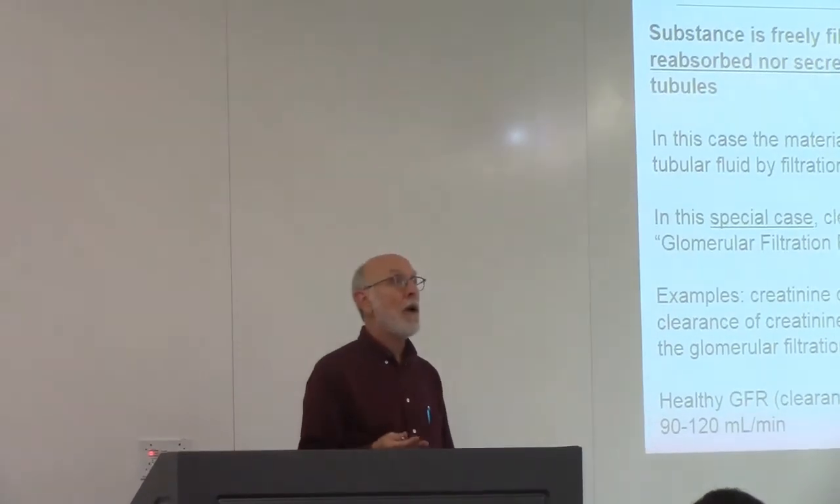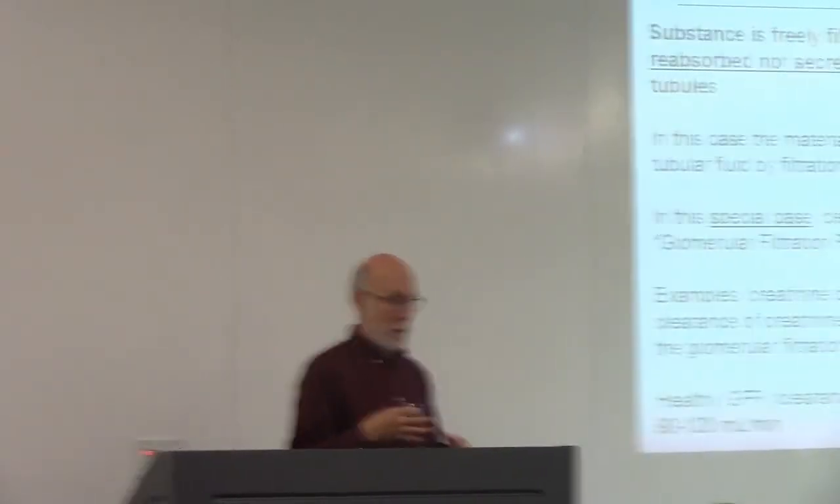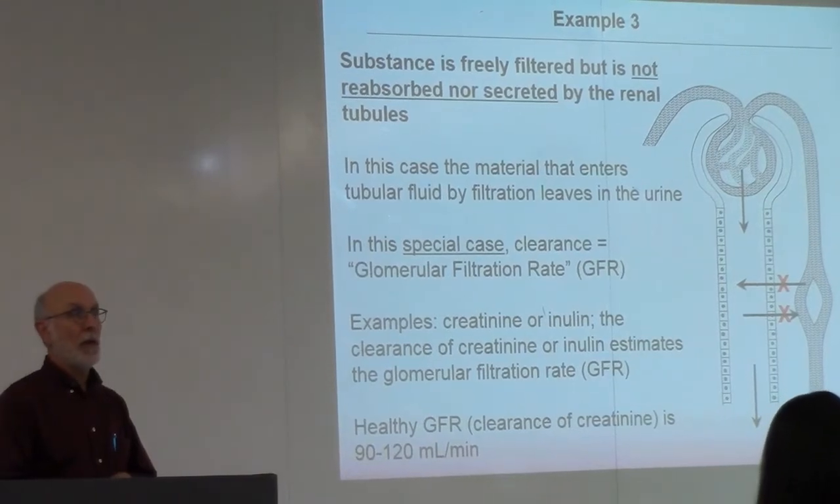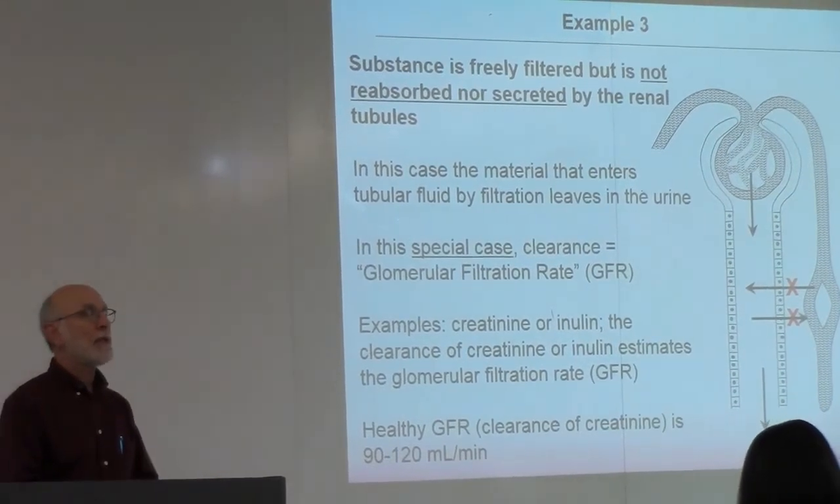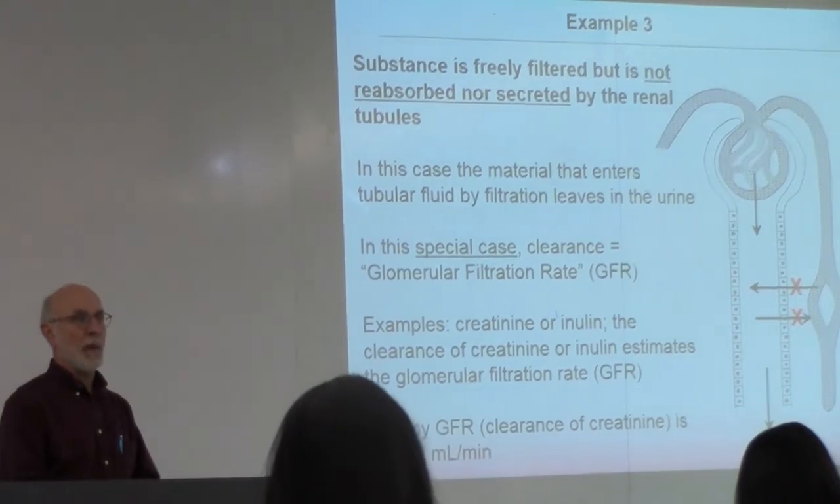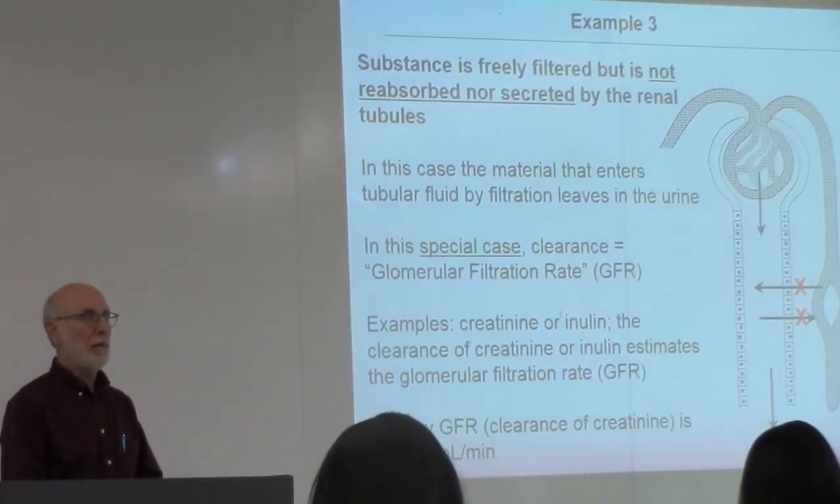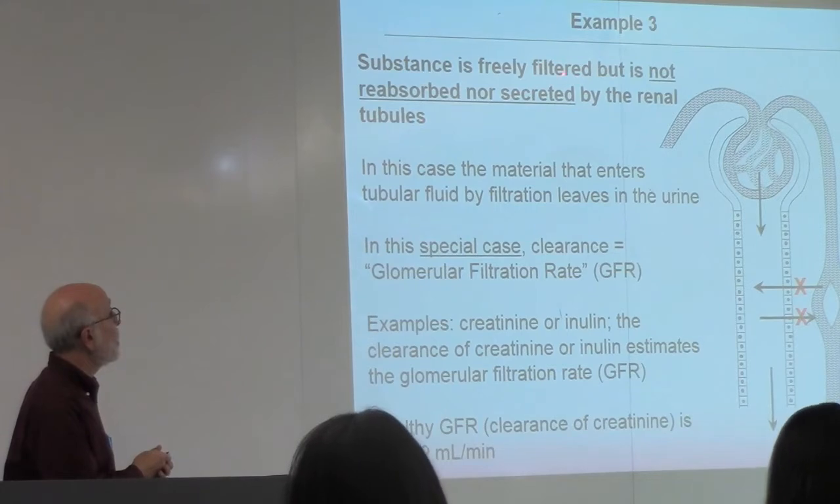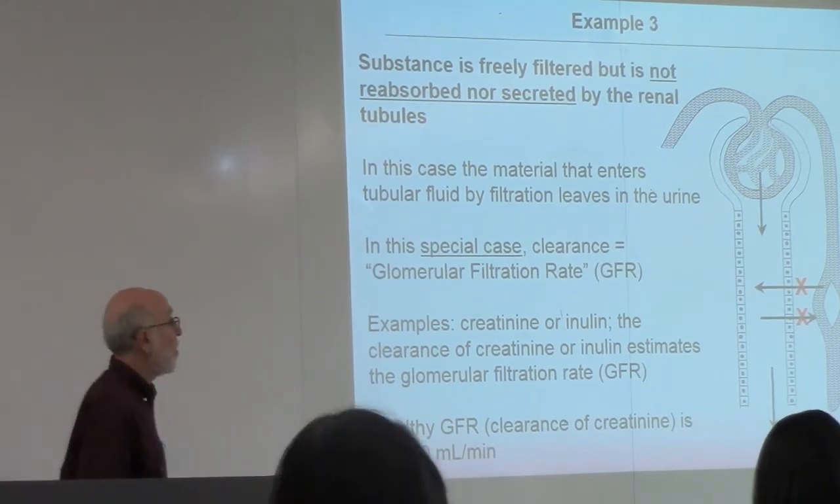So remember, example 1 was a substance like albumin that is not filtered, and the clearance is 0. Example 2 was a substance like glucose that was filtered but was completely reabsorbed, and the clearance is 0. Now we're going to talk about a substance that is freely filtered but not reabsorbed or secreted.